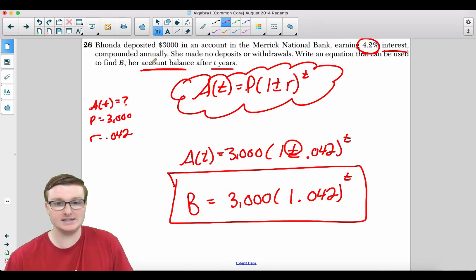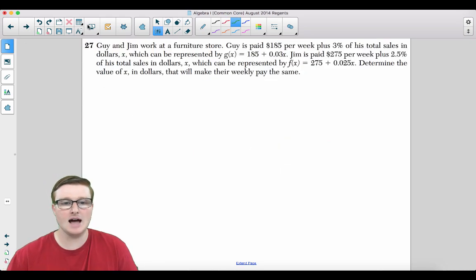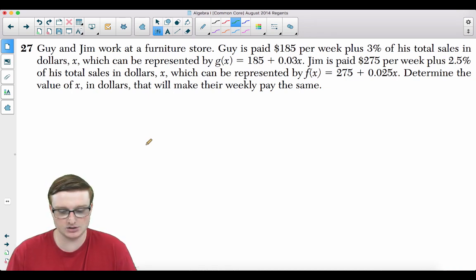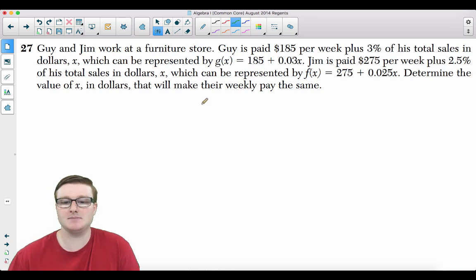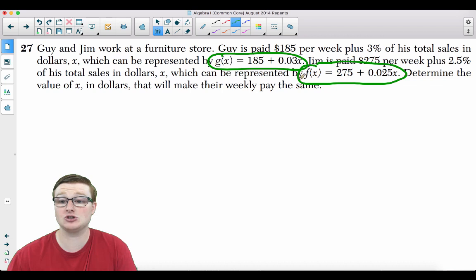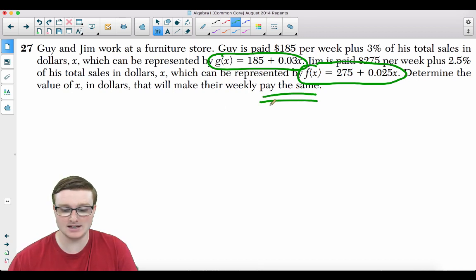All right, moving on to number 27. Guy and Jim work at a furniture store. Guy is paid $185 per week plus 3% of his total sales in $x, which can be represented by this. Okay, so there's Guy's function. Jim is paid $275 per week plus 2.5% of his total sales in $x, which can be represented by f of x equals 275 plus 0.025x. Determine the value of x in dollars that will make their weekly pay the same.